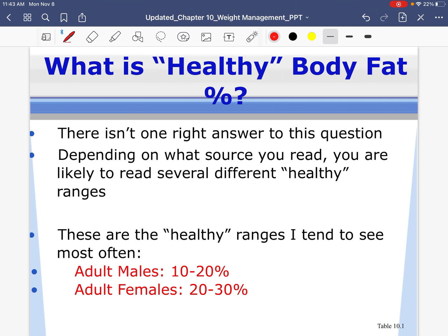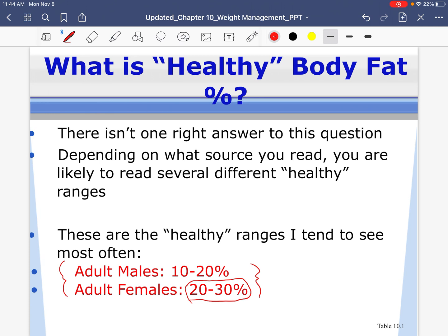Okay, what is a healthy body fat percentage? Well, there's not necessarily one right answer, but we can give a range. And we can give a much more specific range than we could for what's an ideal weight for someone. So for college-age individuals, these are the healthy ranges. College age, adult males, the ideal body fat percentage is between 10 and 20%. And for college-age females, the desired body fat percentage is 20 to 30.